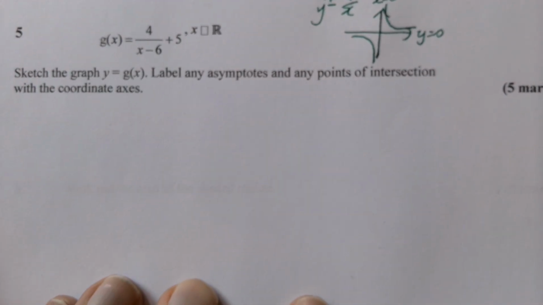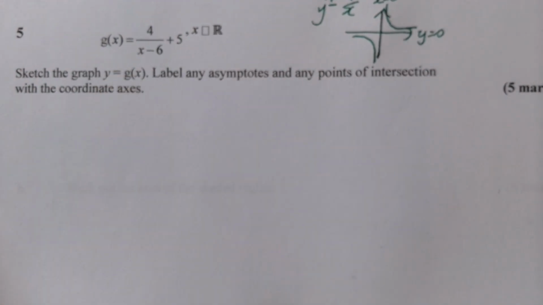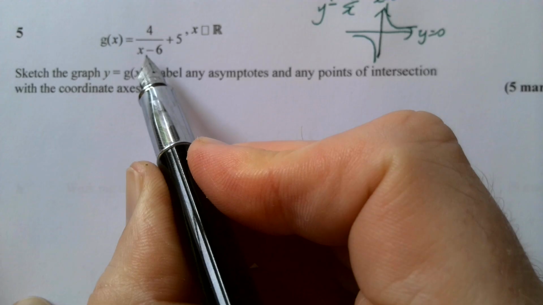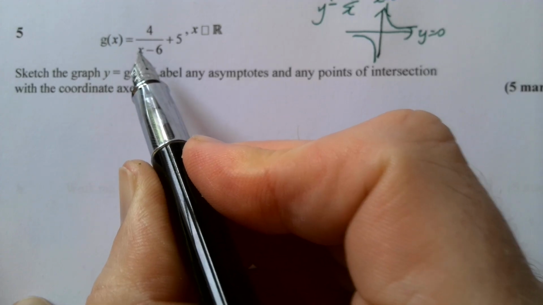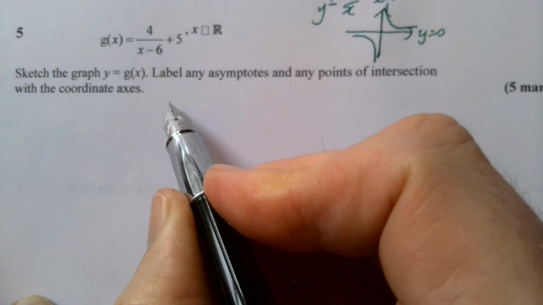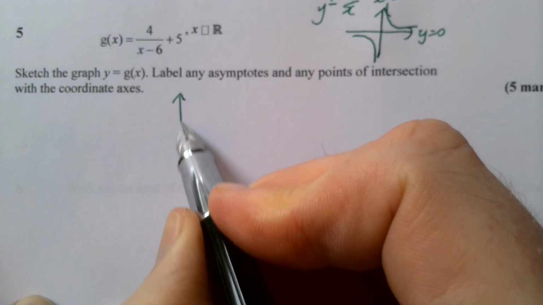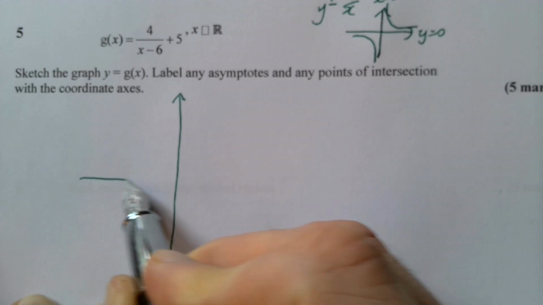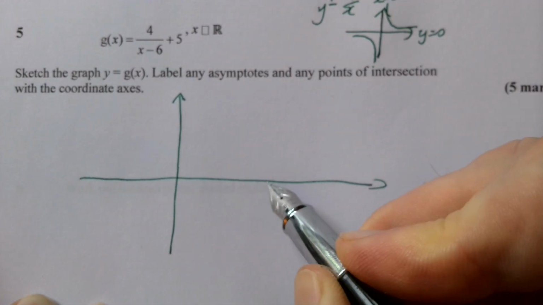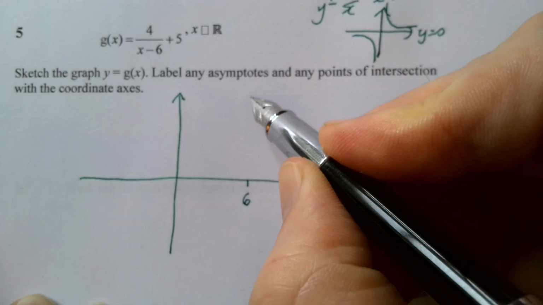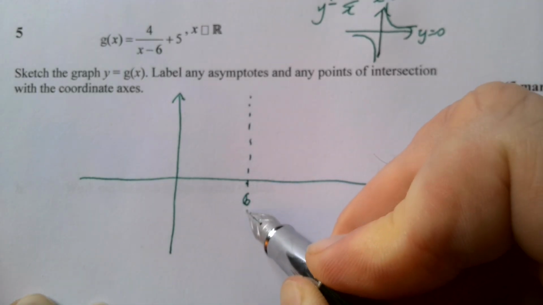Now that's just going to get changed a little here, and the first thing to consider is what value of x could you not put in here and get a real answer? And that is 6, because 6 take 6 is 0, you can't divide by 0. So we know that the y-axis, the line x equals 0, is going to have shifted across to where x equals 6. So we're going to have an asymptote through there.